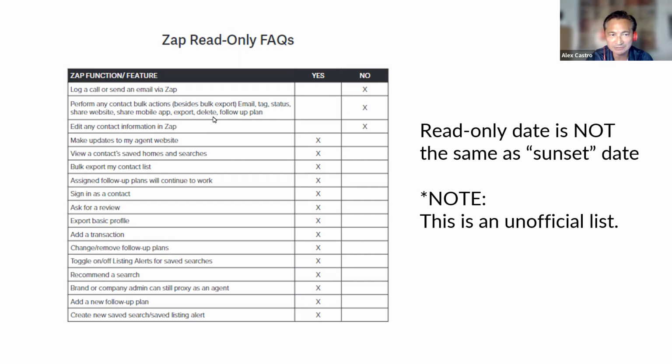So log a call or send an email via Zap. No, you cannot do that after that read-only date. Perform any contact bulk actions, except bulk export, you can still do that. So you can't email, tag, status, share mobile app, export, or create a follow-up plan. You cannot create those. That's a no. Edit any contact information. That's a no.